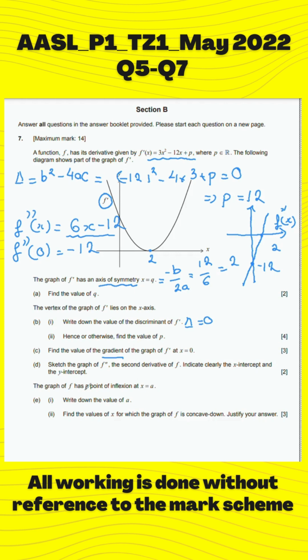Okay, from the graph, write down a point of inflection, where the second derivative will equal 0. So we try to find the x-intercept. So the x-intercept is 2. So a is 2.